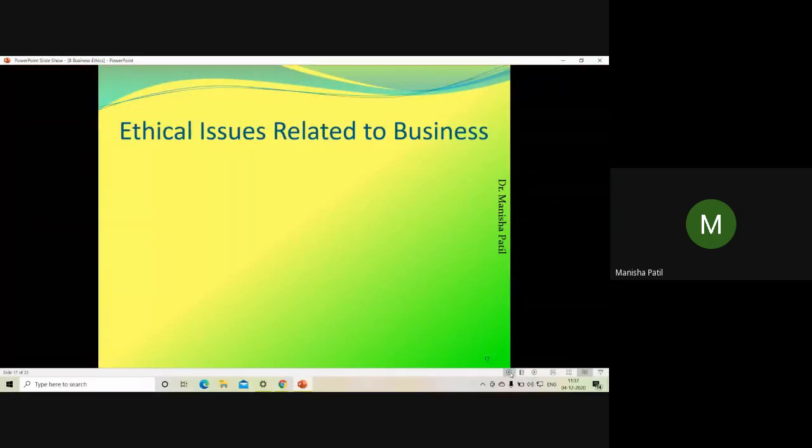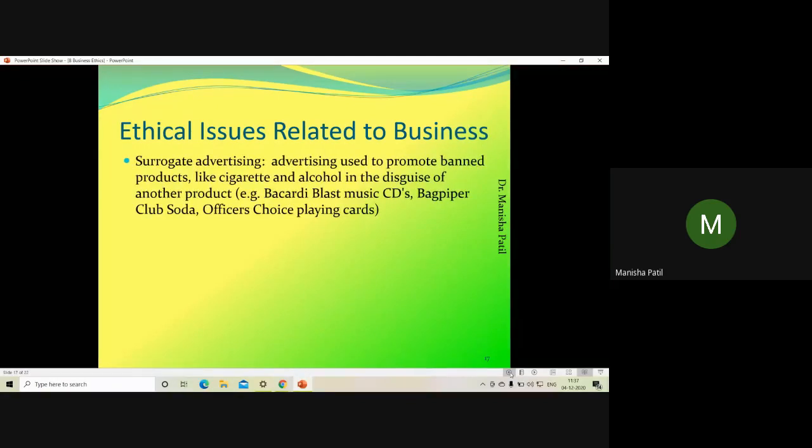Now we come to ethical issues related to business. The first problem is surrogate advertising. As you know, advertising of certain harmful products is banned. So what the companies do, they bypass the ban by advertising some other product, which is the surrogate product. For example, advertising used to promote banned products like cigarette and alcohol in the disguise of another product. For example, Bacardi Blast music CDs, Bagpiper Club Soda, Officer's Choice playing cards.